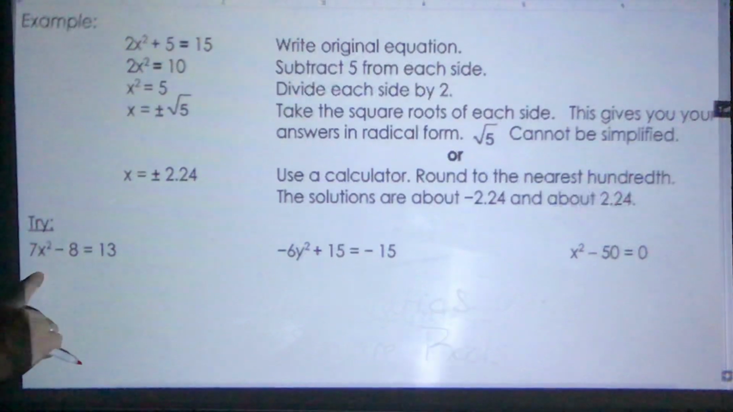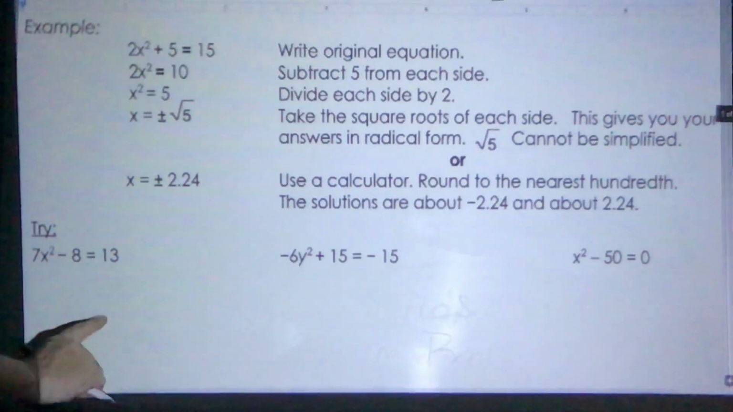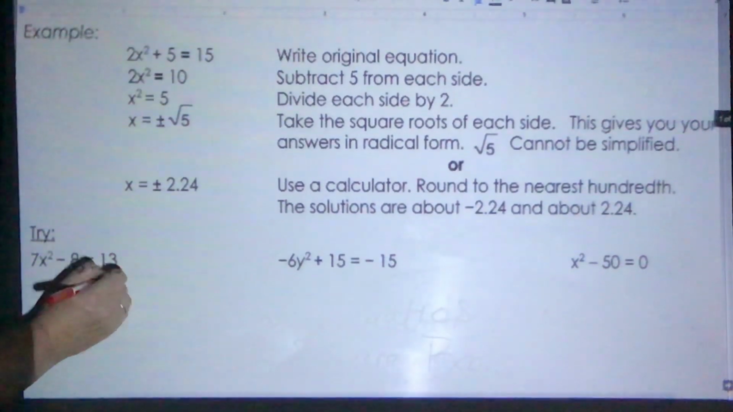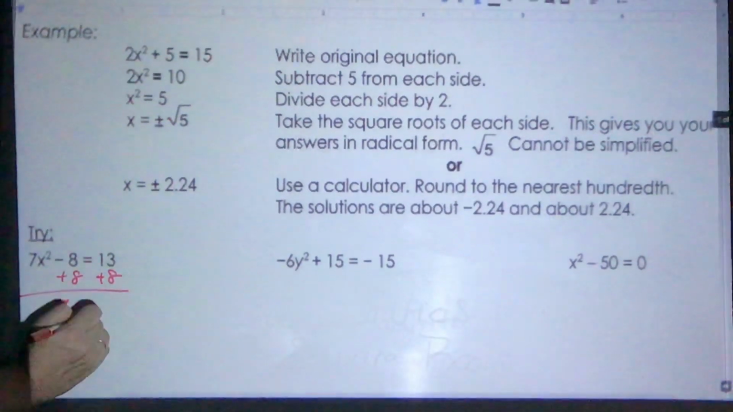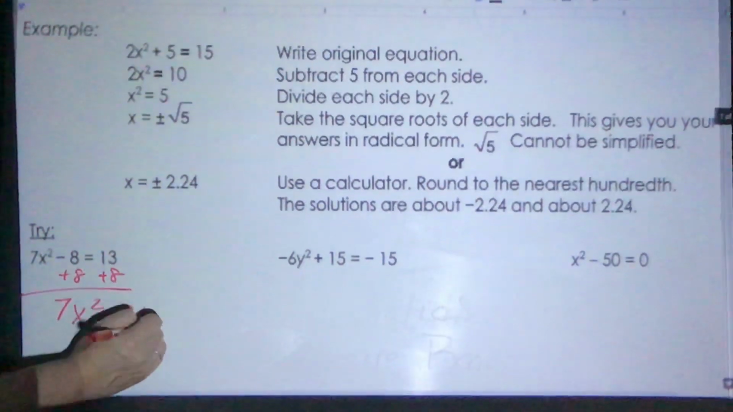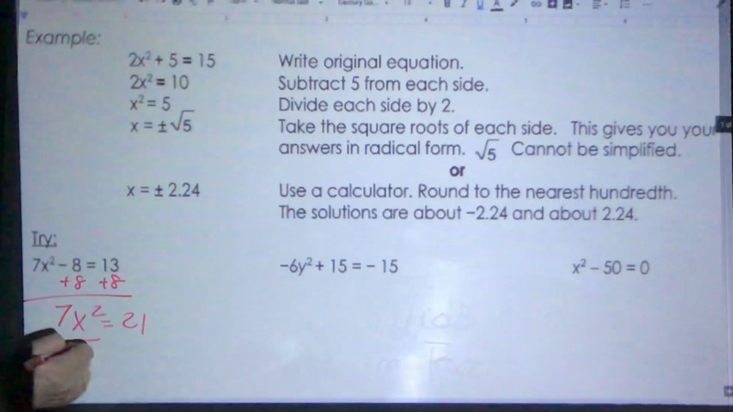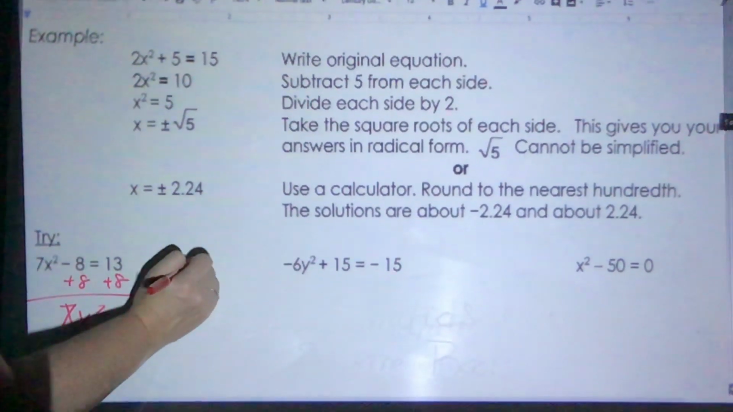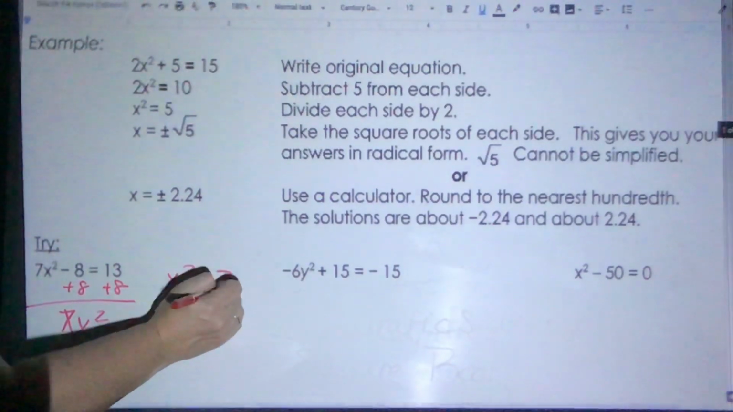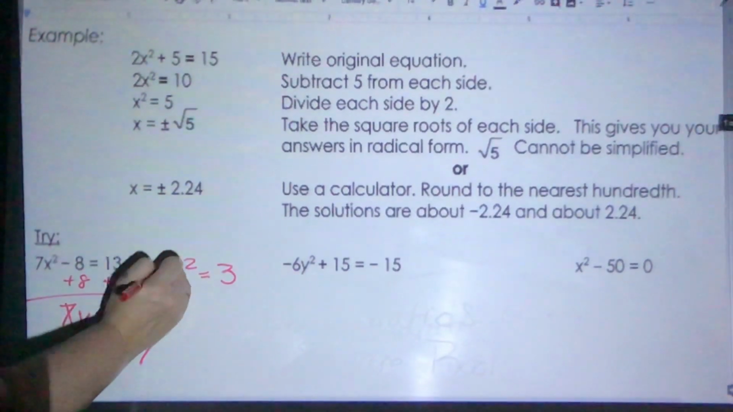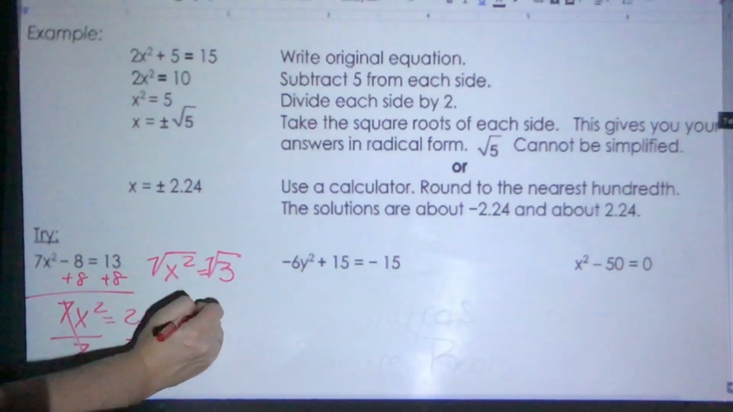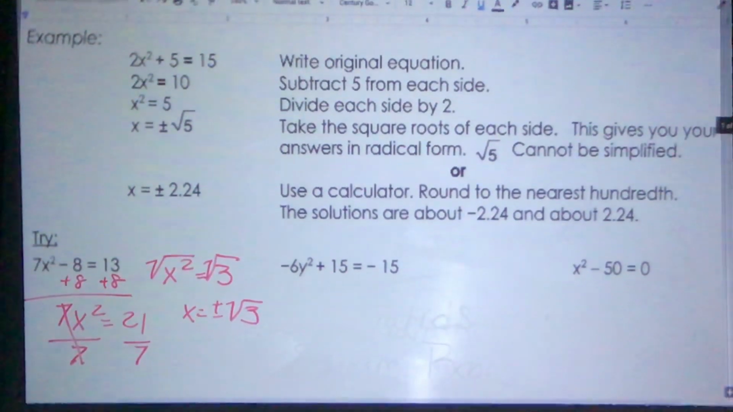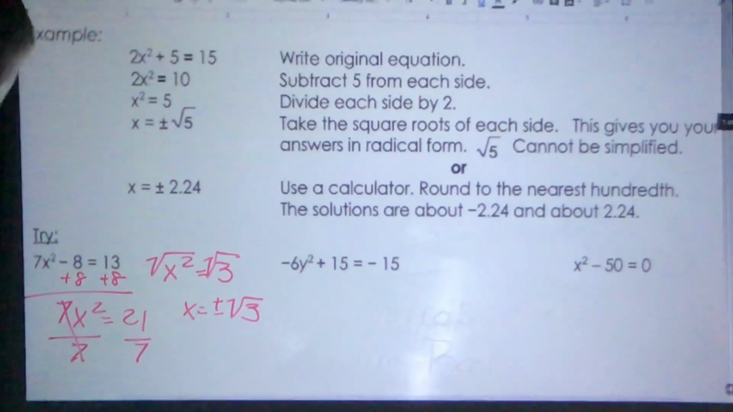Alright, so for these examples, if I start off doing what we need to do, I'm going to add 8 to both sides of this first equation. So I will get 7x squared equals 21. Now I'm going to divide both sides by 7, and I get x squared equals 3. If I take the square root of both sides, I get x equals the positive and negative square root of 3, because those will be the two places that this will cross the x-axis.